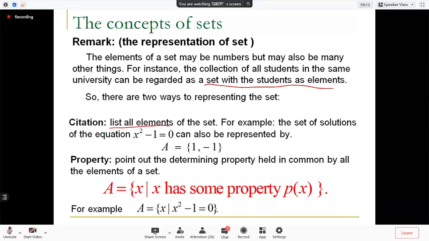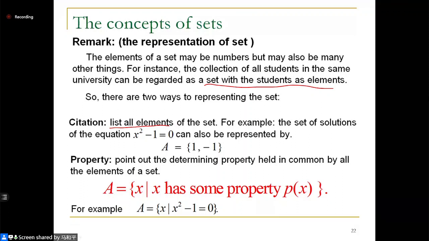Point out the property commonly shared by all the elements of the set. For example, for this one, this is the list of its elements. We can also point out the property of the elements. We have A equals x such that x squared minus 1 equals zero. So this is the second way to represent a set.